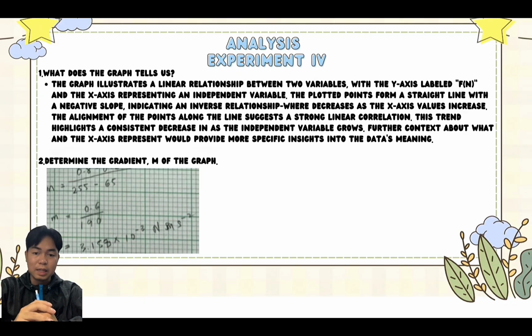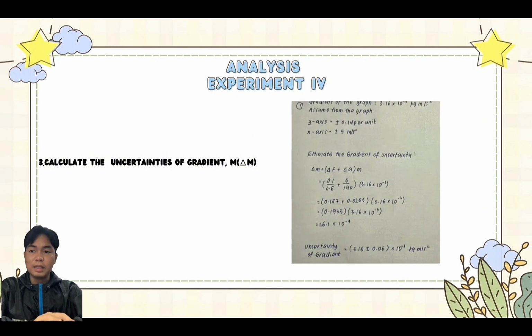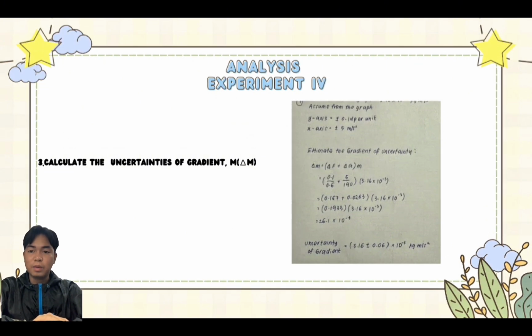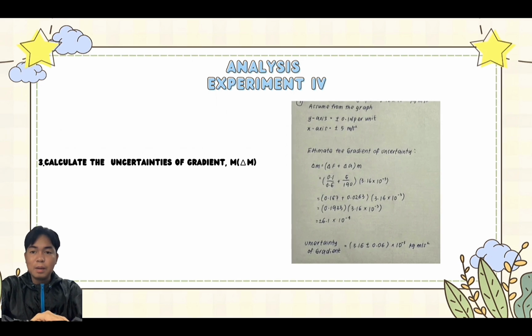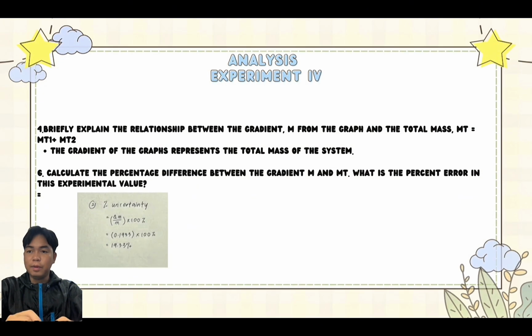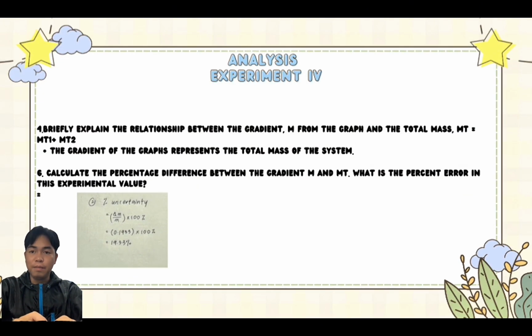3 N per meter per second. Next, the uncertainty of the gradient we get from the graph is 3.16 plus or minus 0.06 times 10 to the power of negative 3 kilogram meter per second. Number 4, the relationship between the gradient m from the graph and the total mass mt, which equals mt1 plus mt2, is that the gradient of the graph represents the total mass of the system. Number 5, the percent error in this experimental value is 19.33%.